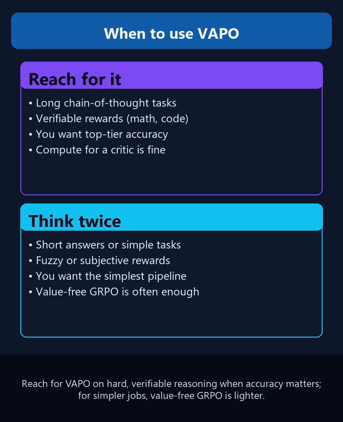When should you reach for it, and when not? Reach for VAPO on long chain of thought tasks with clean, verifiable rewards, like math and code, when you want the highest accuracy and can pay for training a critic. Think twice when answers are short, the reward is fuzzy or subjective, or you just want the simplest possible pipeline. For many teams, the value-free GRPO is lighter and good enough. VAPO is the specialist for hard reasoning.